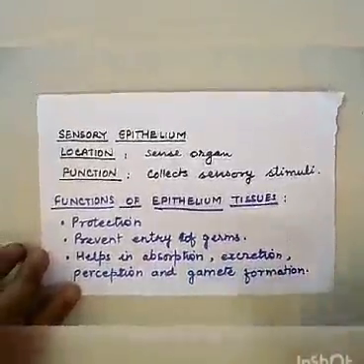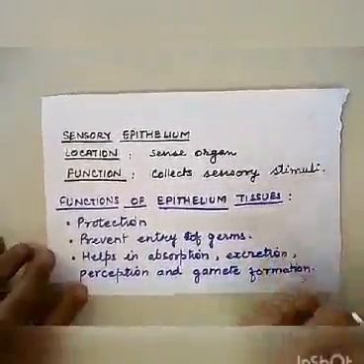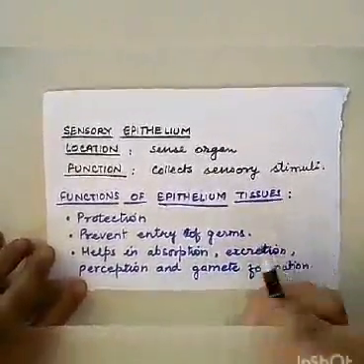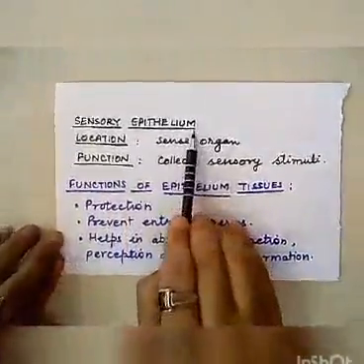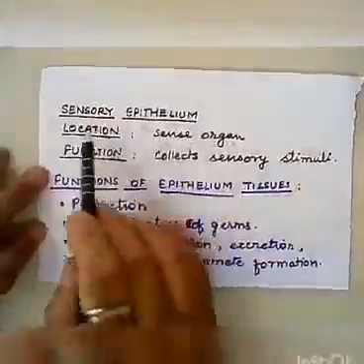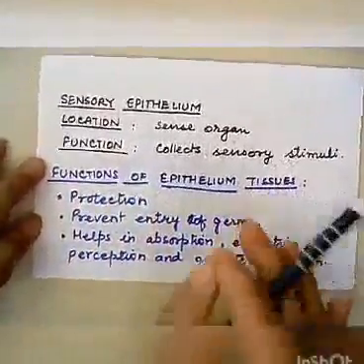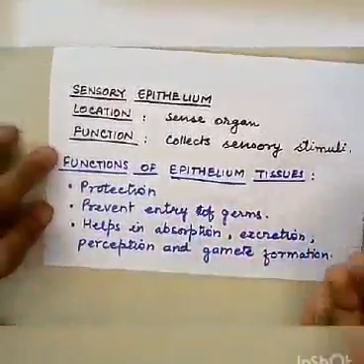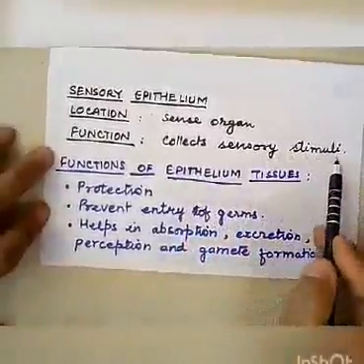So the feeling of, you can see everything, and whatever you feel, that is by these sensory epithelium. Hotness, coldness by your skin. Skin is one of the sense organs. So sensory epithelial cells are present on the sense organs, skin, eyes, and ear. So they collect the sensory stimuli.